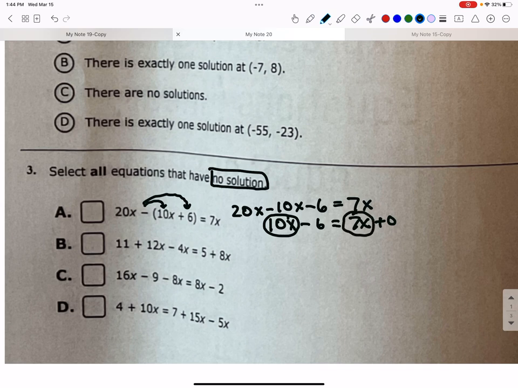There's not the same amount of x's on both sides. So this is normal. That's a normal equation. I could solve that. That's easy. So this is going to have one answer. So is this a no solution? No, this is not no solution. What if I look at the second one?